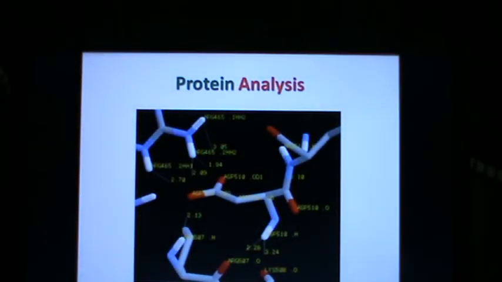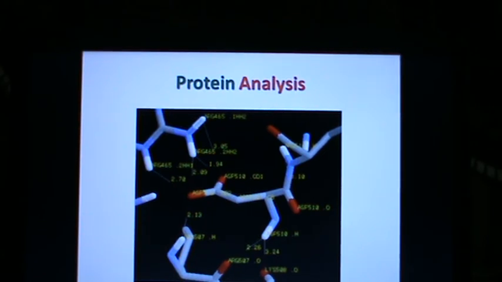Protein analysis, we can also analyze the protein with different types of software, just like RASMOL. This one is a view of RASMOL. RASMOL is software for bioinformatics, and we can predict or analyze the protein.